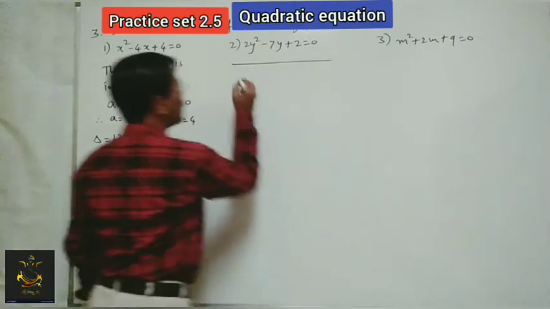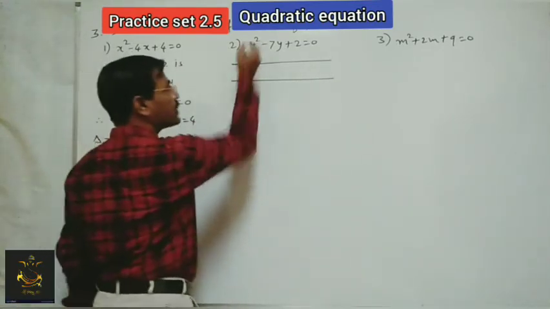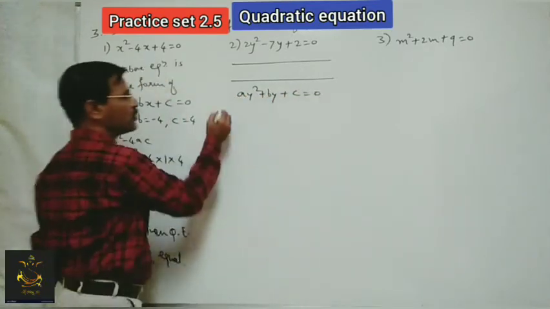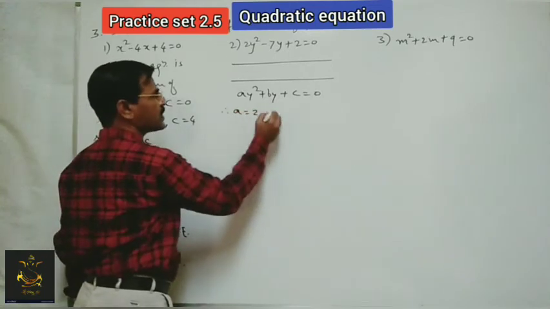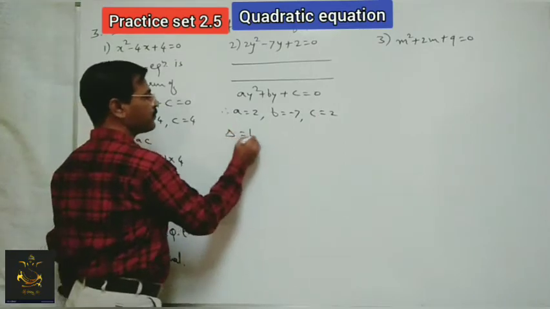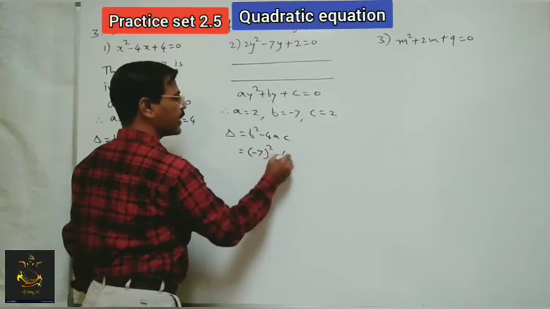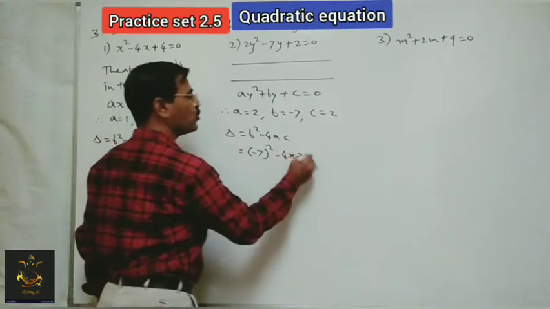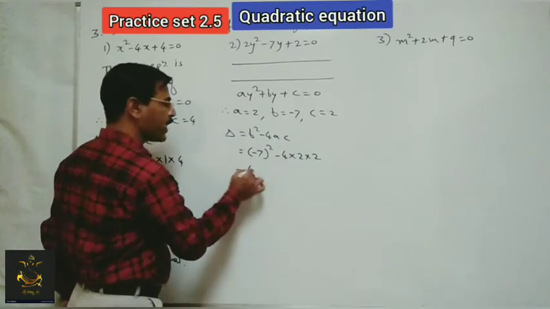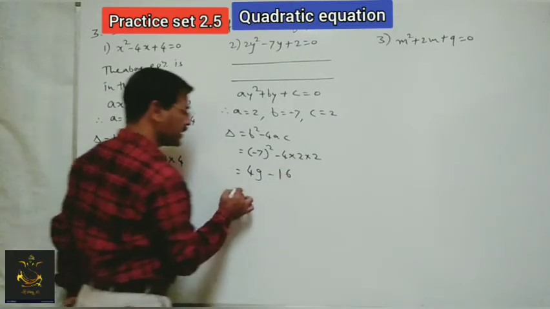The above equation is in the form of, very similar manner here as well, right? The variable is y. So ay square plus by plus c equal to 0. So a equal to 2, just compare. b equal to minus 7, c equal to 2. Again delta, b square minus 4ac: b square is minus 7 square, minus 4, a is 2 and c is again 2. Minus square, it is plus 7 square, 49, minus 4 twos are 8, 8 twos are 16.